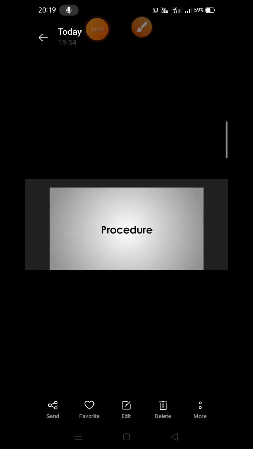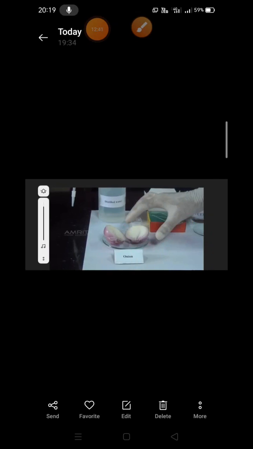Now what is the procedure? How will we prepare the slide? Procedure is, first we will cut the onion, we will peel it off.